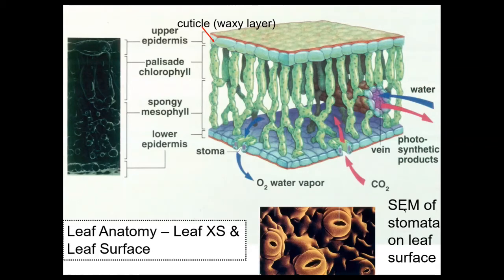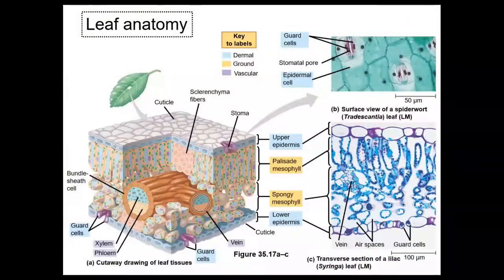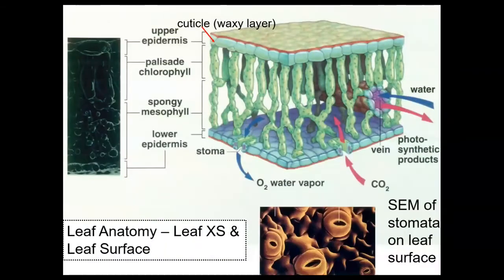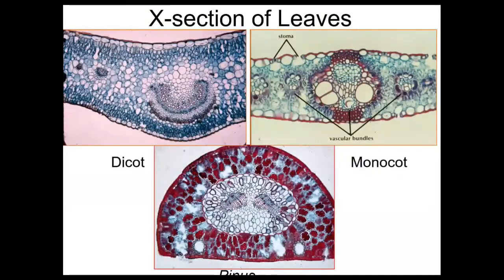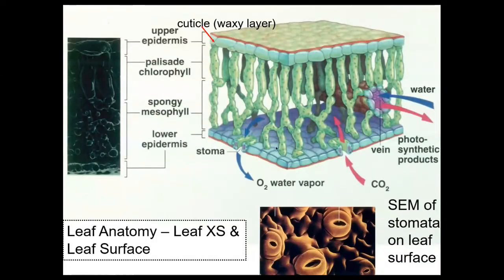Palisade, spongy. Again, that's chlorenchyma, a special kind of parenchyma. This is a scanning electron micrograph, an SEM, of the stomata on the leaf surface. Most of the stomates on dicots are on the abaxial, lower surface, whereas monocots tend to have them often on both surfaces. But generally speaking, putting the stomates on the lower surface is a way to cut down on water loss.